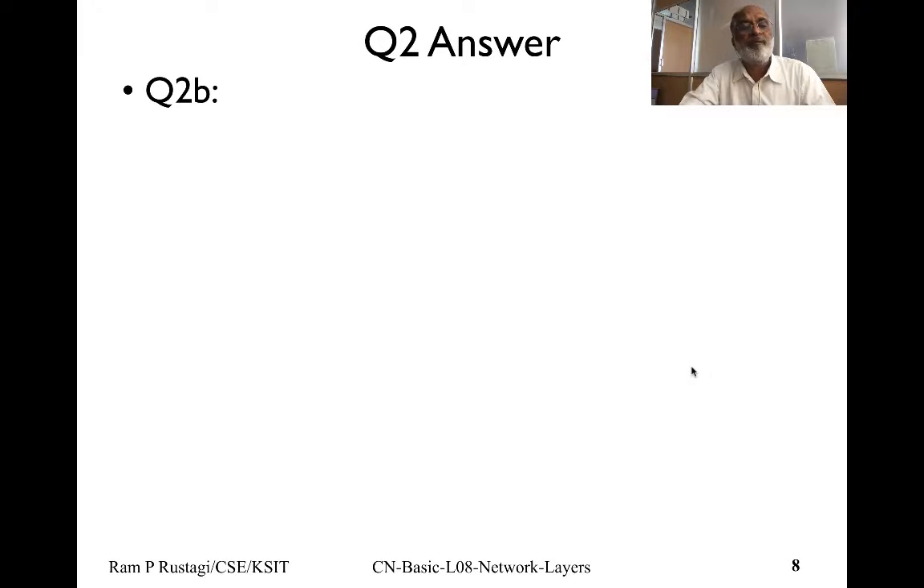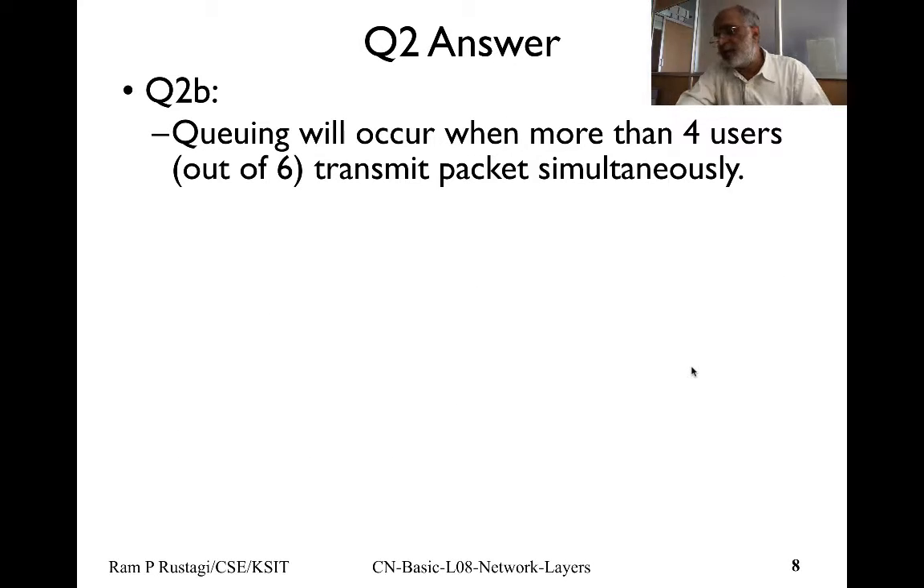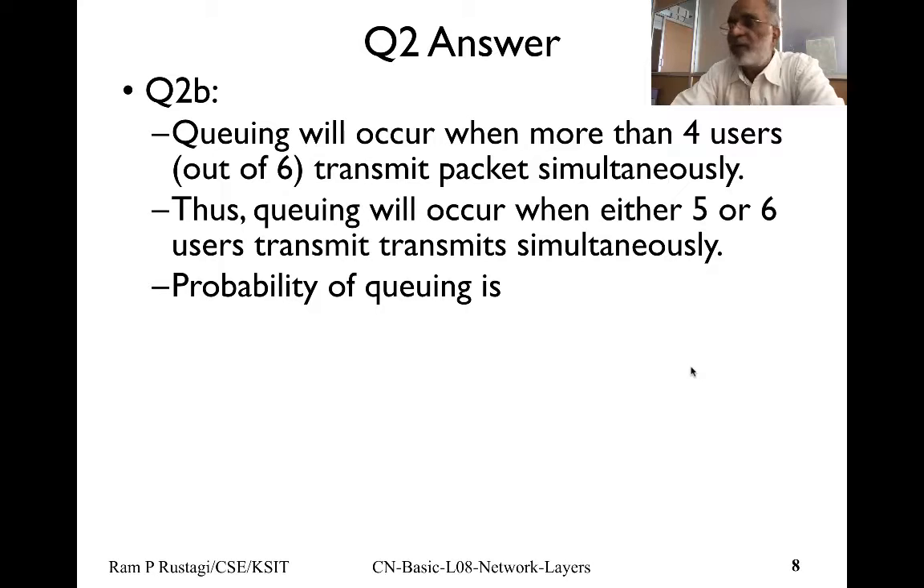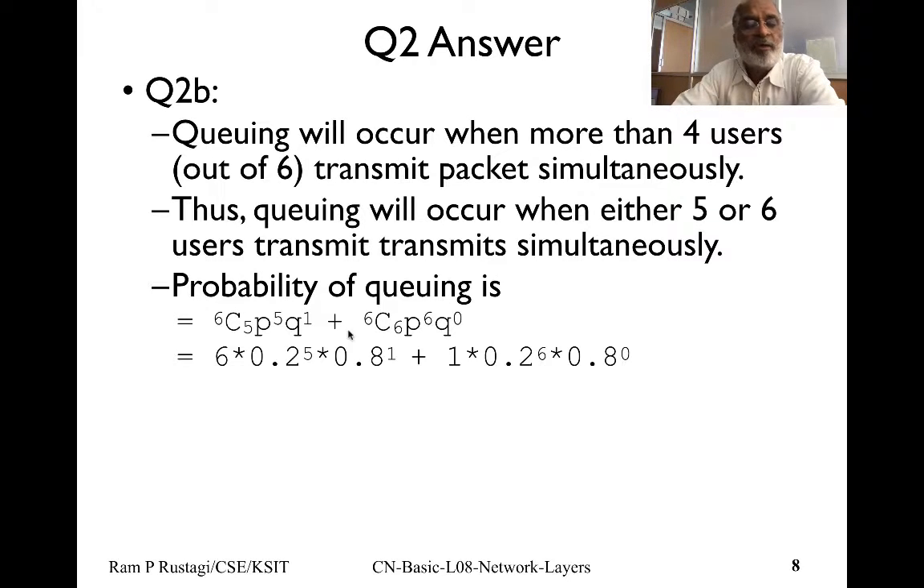Second part of the question, now we know that as long as there are 4 users, there would be no queuing. So queuing would occur when there are 5 users or 6 users. So when there are 5 or 6 users, let's look at the probability of 5 users transmitting and the probability of 6 users transmitting. The probability of 5 users transmitting is 6C5 p raised to power 5 and q raised to 1. And similarly, the probability of 6 users transmitting is 6C6 p raised to 6 q raised to 0.